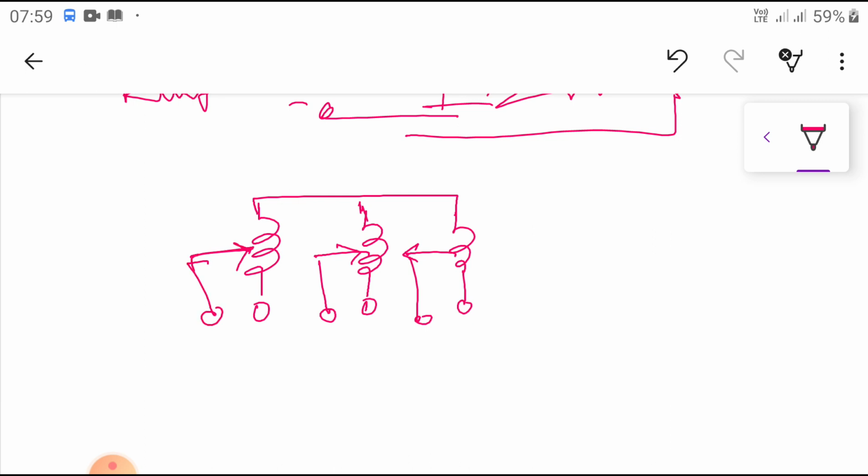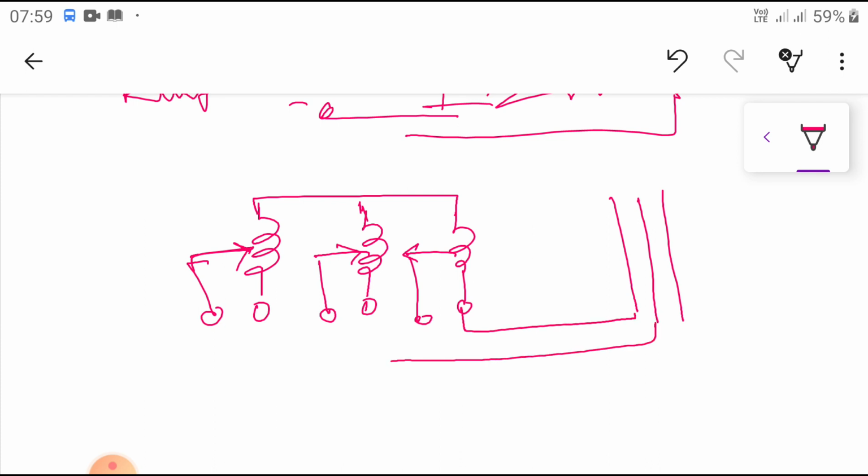Okay, so what are the inputs? R phase, Y phase, B phase is connected to, for example, this phase, and this is connected to this input, and this is connected to this input. Then whatever the current is coming here enters into the winding. So this is the variac coming here. Similarly it is coming and going to here, and entering here.